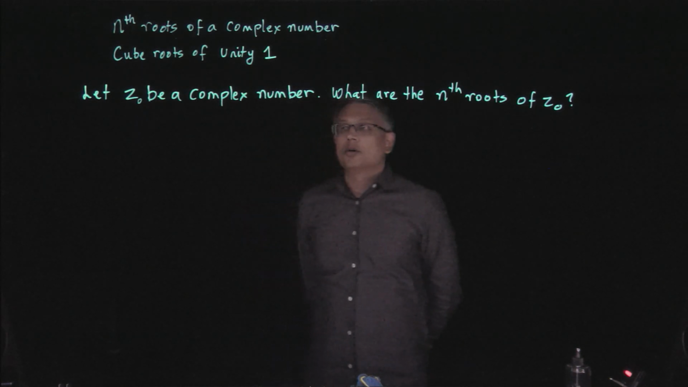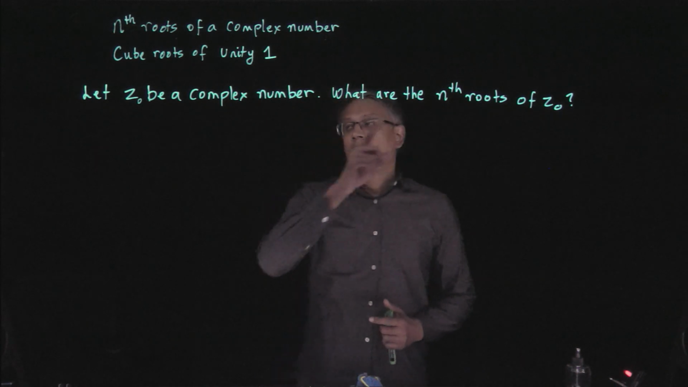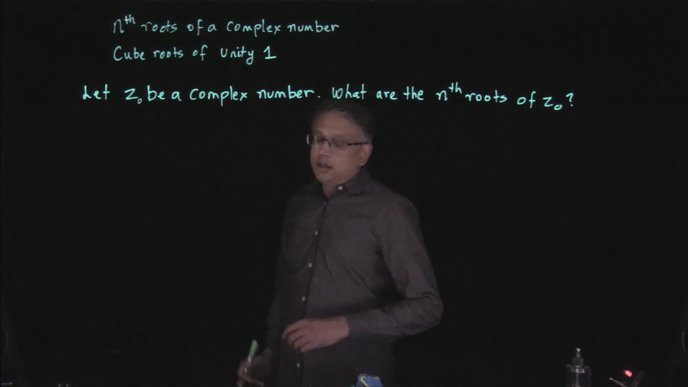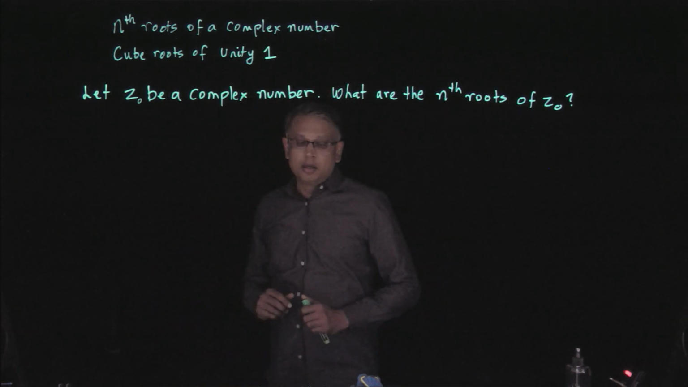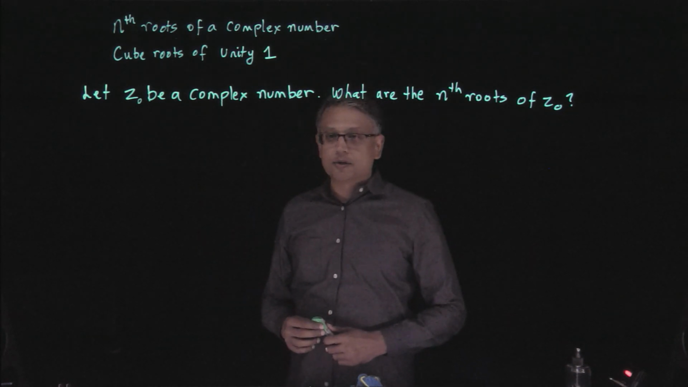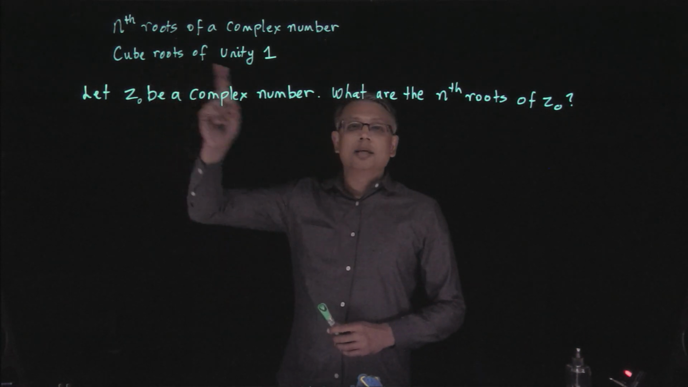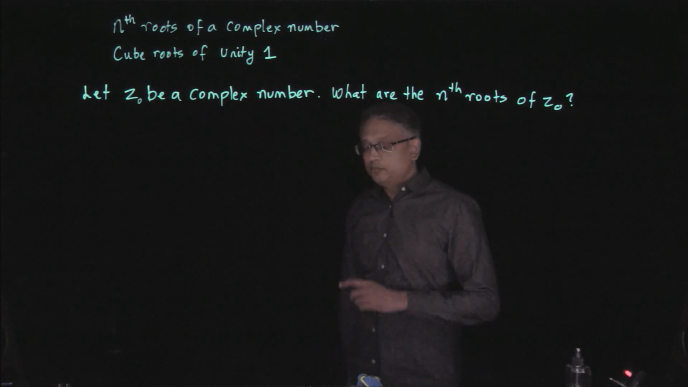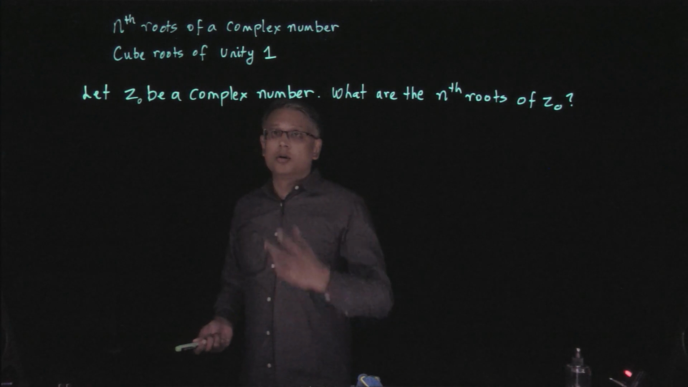nth roots of a complex number and how to compute the nth root of a given complex number z naught. But I think it's better for us to start with something more concrete and look at that example before we go on to the more general case of computing the nth root of any complex number z naught. And let's take the example of computing the cube root of 1. Well, what does it mean to compute the cube root of the number 1?